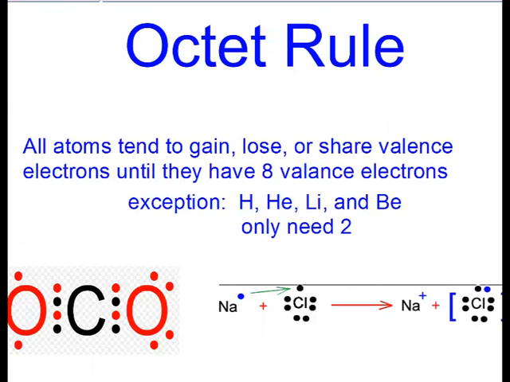The octet rule is a rule that we should know fairly well also. All atoms tend to gain, lose, or share valence electrons until they have 8 valence electrons. And that's true for almost all elements. And there are a few exceptions. Our 2 main exceptions are hydrogen and helium. They're very comfortable having only 2 valence electrons. Other elements, lithium, beryllium, occasionally boron, they could be satisfied with only 2, and they meet something called the duplet rule. But basically, they would only need 2 valence electrons.